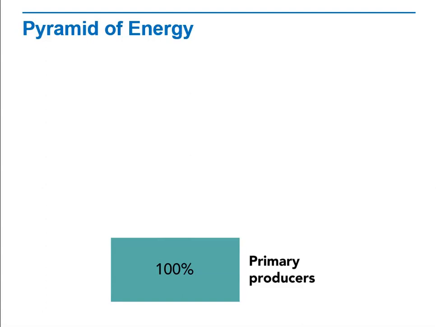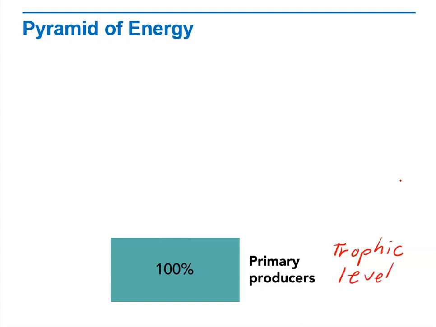Food webs and food chains are two types of models that can be used to study ecological relationships. Let's look at a couple of other models. Each step in a food chain or food web is called a trophic level. A trophic level, I guess we should probably write that down so you can add it to your notes. Trophic level is spelled T-R-O-P-H-I-C level.